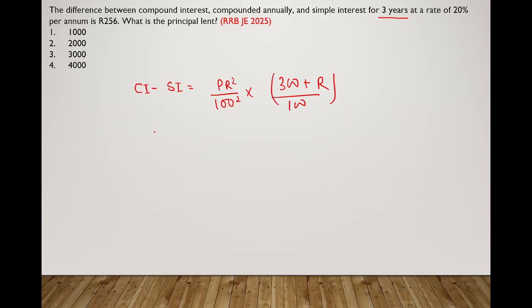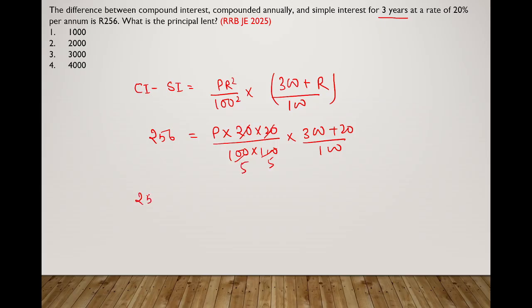So how much difference? 256. We need to find out the principal. Rate is 20. So this is 100 into 100 and 300 plus 20 divided by 100. So this is 5 and this is also 5. So let's solve 256 into 100 into 25 divided by 320.